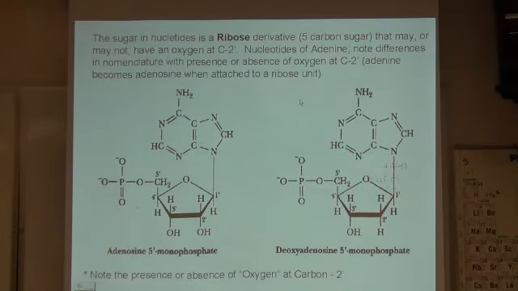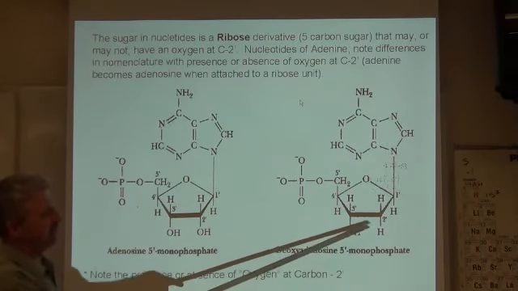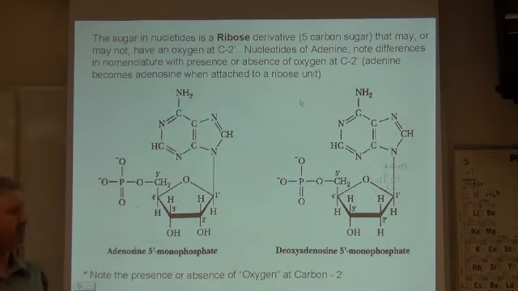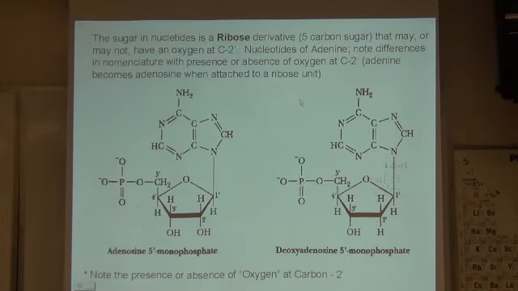That's DNA, deoxyribonucleic acid, versus RNA, which is ribonucleic acid. And it's interesting. That's the only difference, right? Well, that and the fact that uracil is in RNA, and thymine is in DNA. But the absence or presence of oxygen at the 2' carbon of the 5-carbon ribose ring determines whether you have a nucleotide for DNA or a nucleotide for RNA.